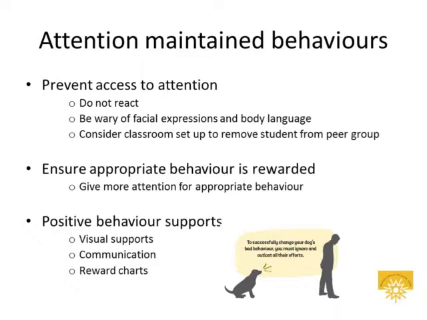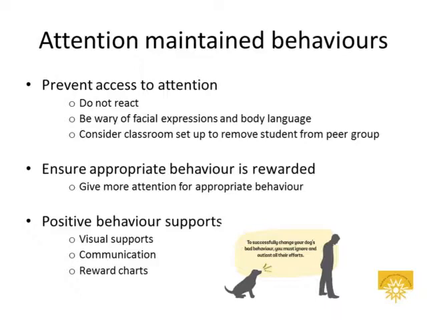Attention maintained behaviours. Again, if a behaviour is occurring to gain access to attention, you can stop it by preventing access to attention. Don't react. Don't make a response. Don't say anything. Don't reprimand. Don't tell the child not to do it. Remain neutral and calm. You want to be really wary of facial expressions and body language. Some children can really read your body language, and even if you're not saying anything, they can tell by the look on your face that you're somewhat annoyed, and that reaction in itself is enough to know that, yep, I got a response, I got what I needed.